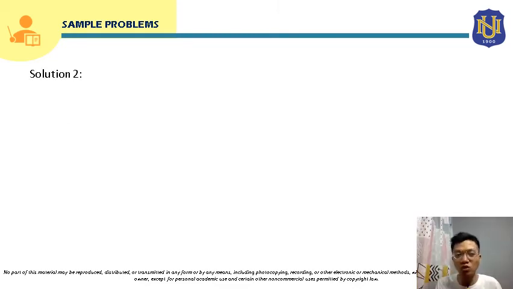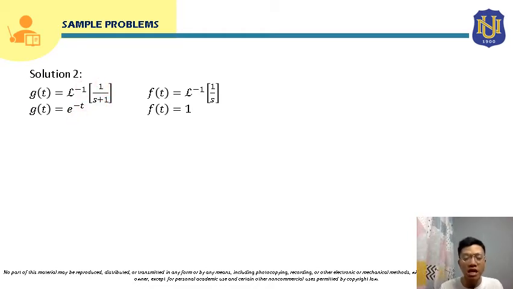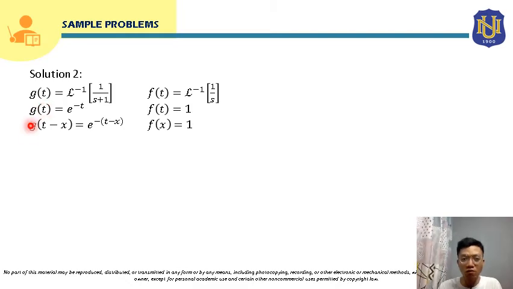Okay, so there is actually another solution using convolution. For g of t, we are going to assign the inverse Laplace transform of 1 over s plus 1, and for f of t, we can assign the inverse Laplace transform of 1 over s. Solving for this, the inverse Laplace transform of 1 over s plus 1 is e raised to negative t. Then expressing g of t as g of t minus x, we replace all the variables t here with t minus x. So this will become e raised to negative quantity t minus x. And the inverse Laplace transform of 1 over s is actually 1, so f of x will just be equal to 1.